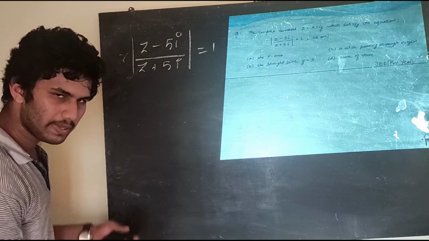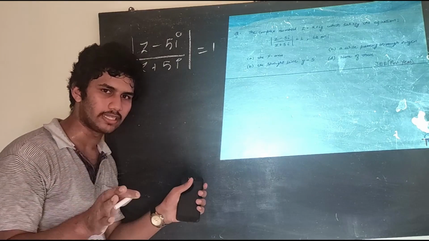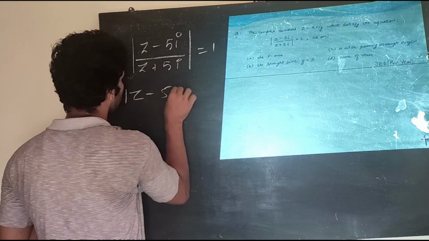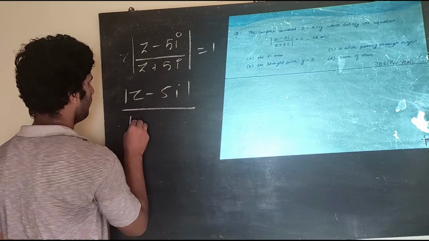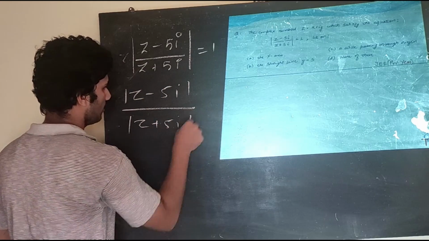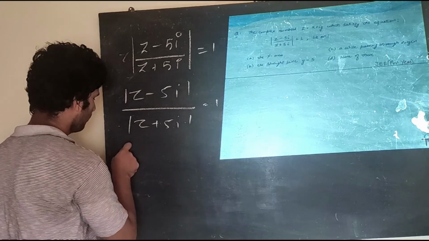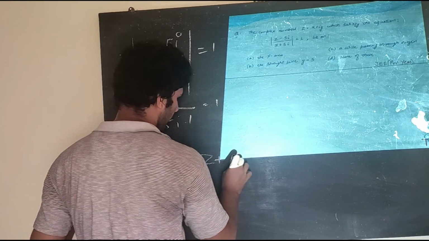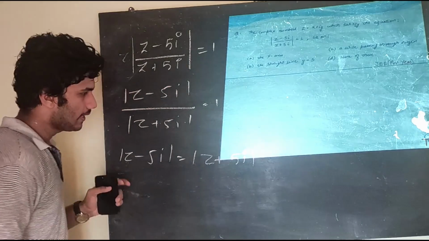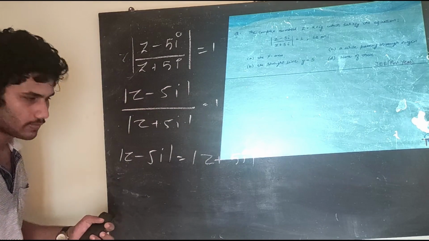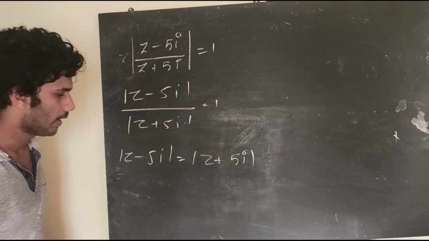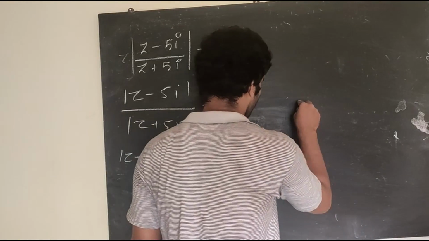Now let me first of all use a modulus property. Split numerator and denominator. Modulus of z minus 5i by modulus of z plus 5i equal to 1. Multiply: modulus of z minus 5i is equal to modulus of z plus 5i. Now this is an important property. Yeah, we'll discuss the property first.